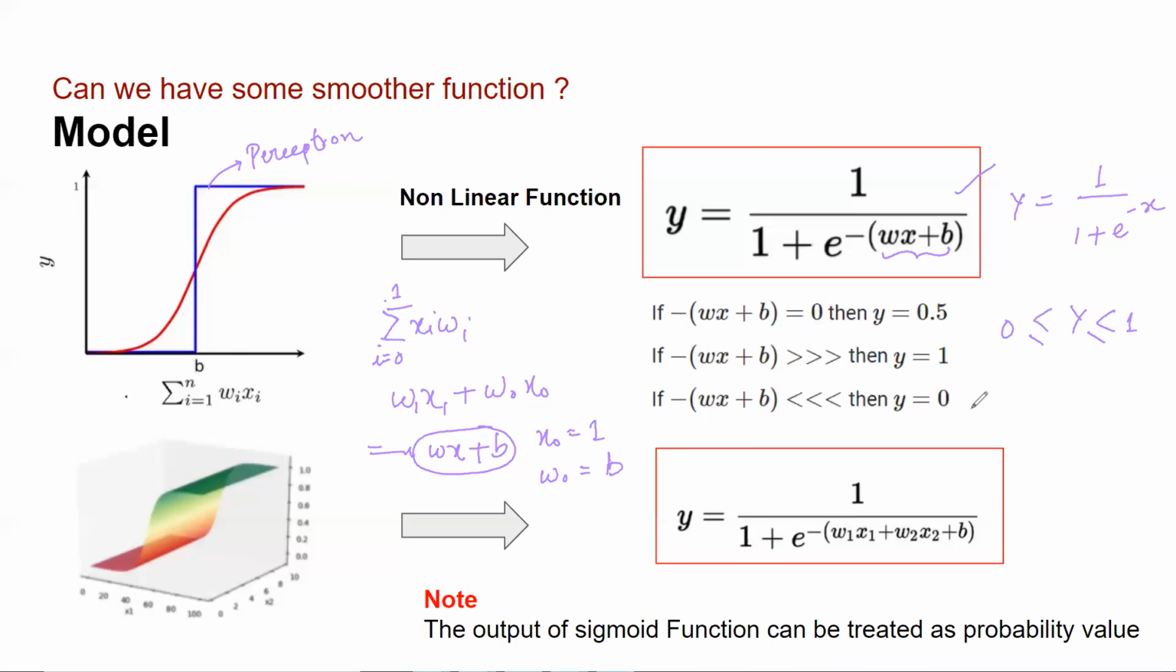If suppose after putting into this equation, my y is coming as 0.7, that means we can say that there's a 70% chance that this person is going to get diabetes, or that you are going to like this phone. So you can relate this value of y as a probability score. That is the advantage we are getting with the sigmoid neuron.